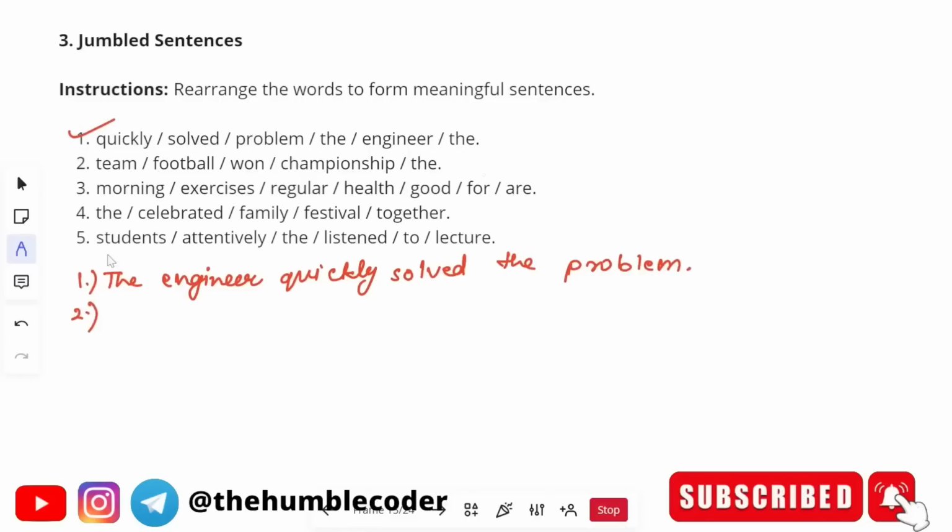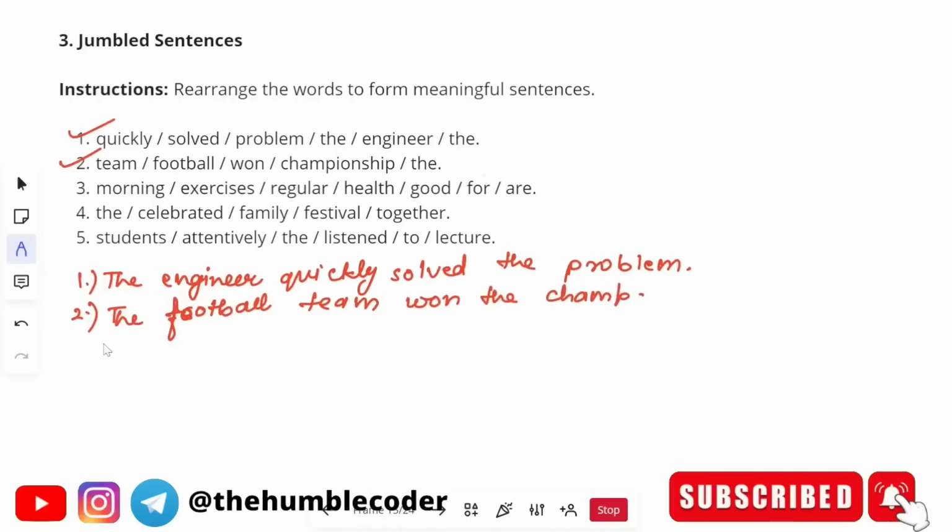Let's move on to question number 2, which is, team football won championship. The answer for this is going to be, the football team won the championship.